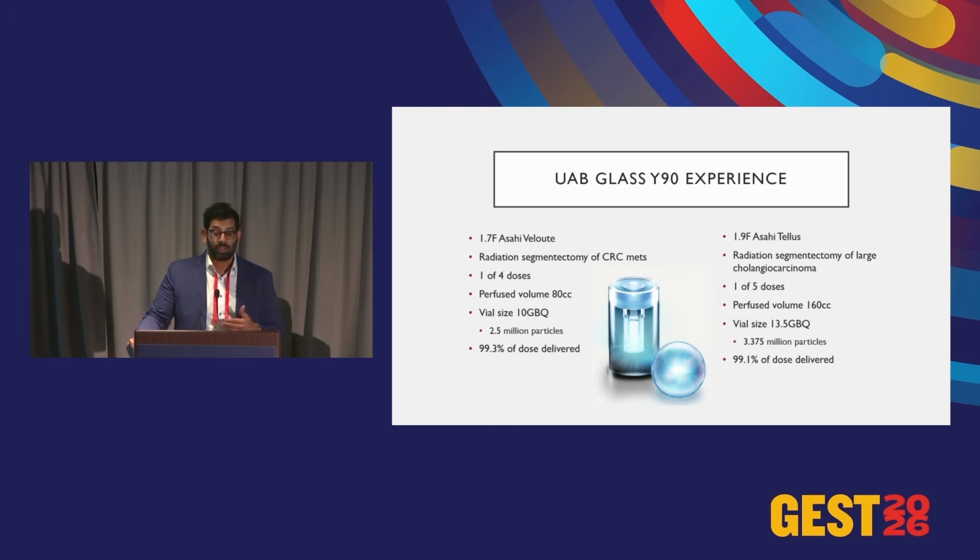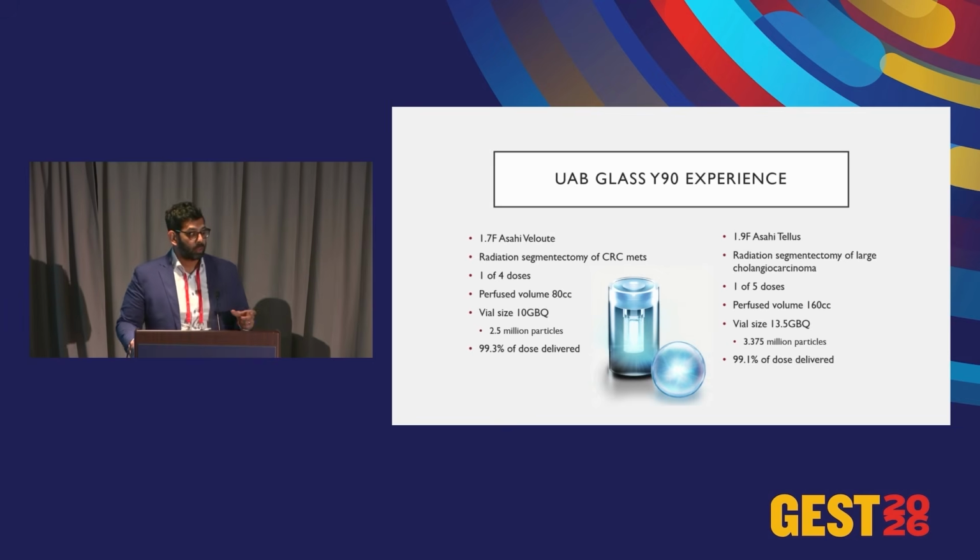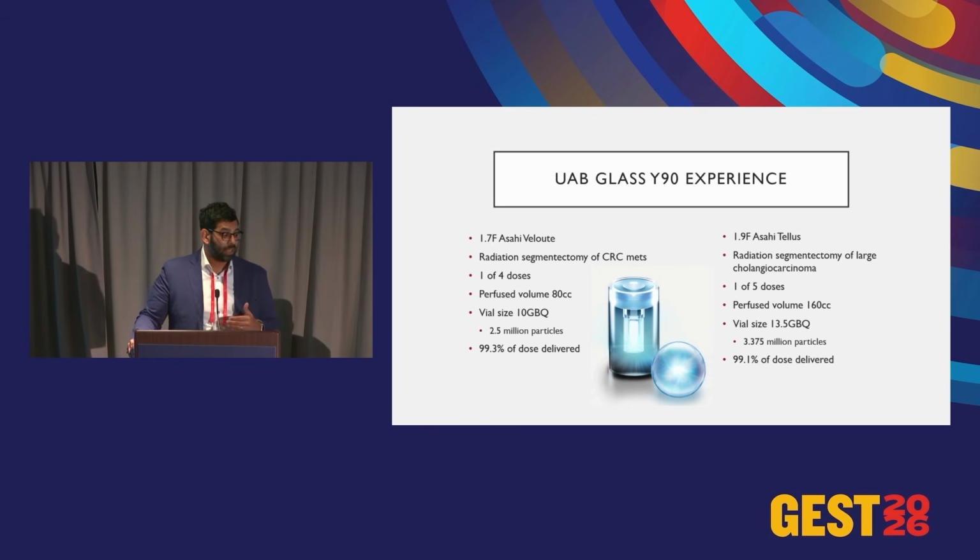On the left side, this was a lady with colorectal mets that I treated, multiple lesions. I gave 4 selective doses. One through a 1.7 Asahi microcatheter, 80 cc of perfused volume, 10 GBQ vials, so that means 2.5 million particles, more than 99% of the dose was delivered. On the right side, it was a 1.9 French catheter. This was a large 14 centimeter cholangiocarcinoma that I treated, again with multiple ablative selective doses, 160 cc perfused volume for this target territory, 13.5 GBQ vials, so 3.375 million particles. Again, over 99% of the dose was delivered, right?